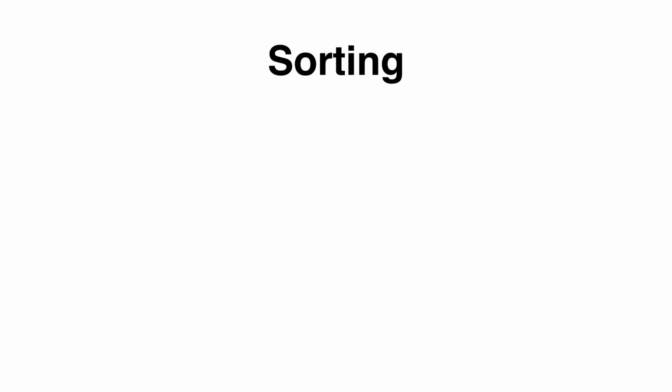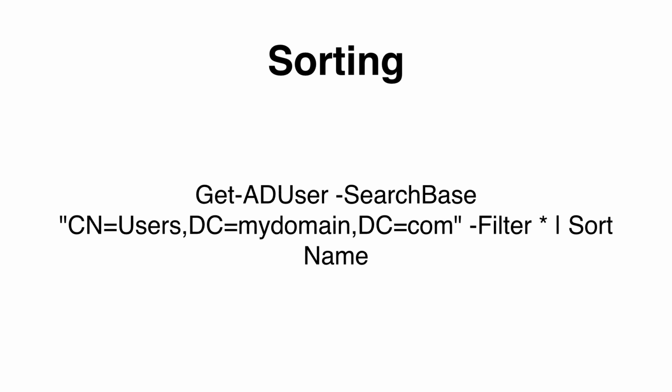The filter does not sort the objects that are returned from Active Directory. They will be in the order that they've been created in. To sort the objects, we can pipe the output to the sort command and specify the property that we would like to sort the object with. In this case, it's the name.